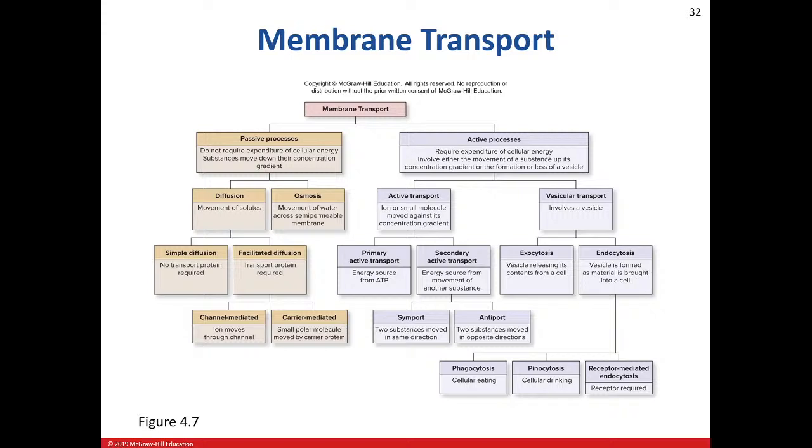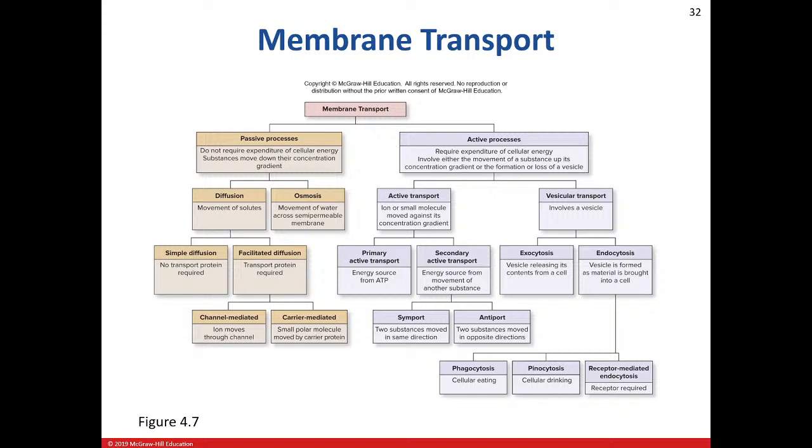Primary active transport is where we're spending ATP, that is using up energy, to pump something across the membrane. Secondary active transport is where we use a concentration gradient that we spent energy to create to our advantage. So what does that mean? Well, I mentioned the glucose symporter earlier.